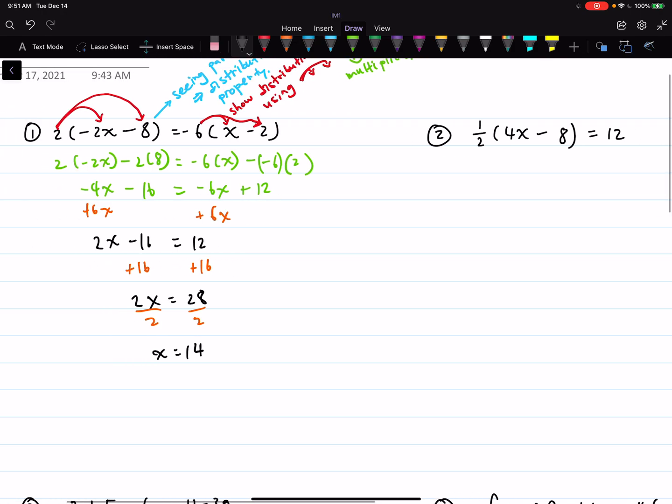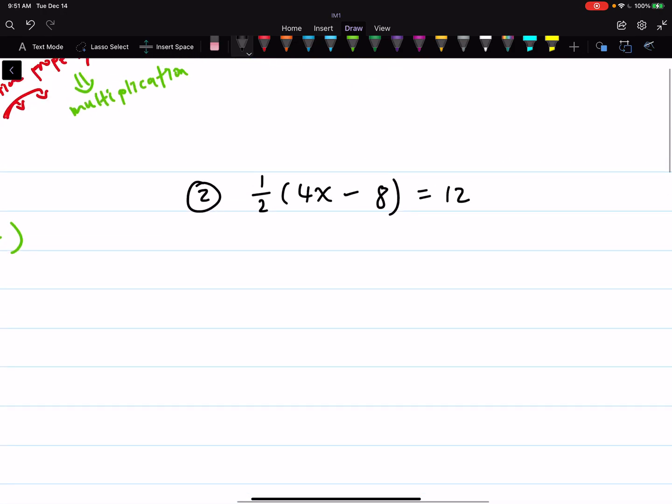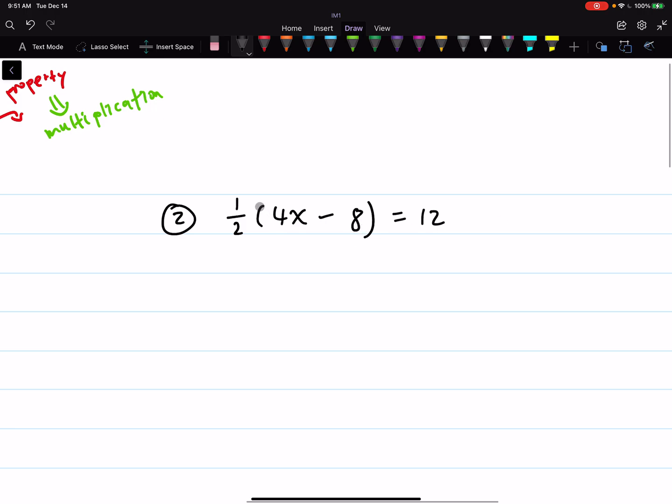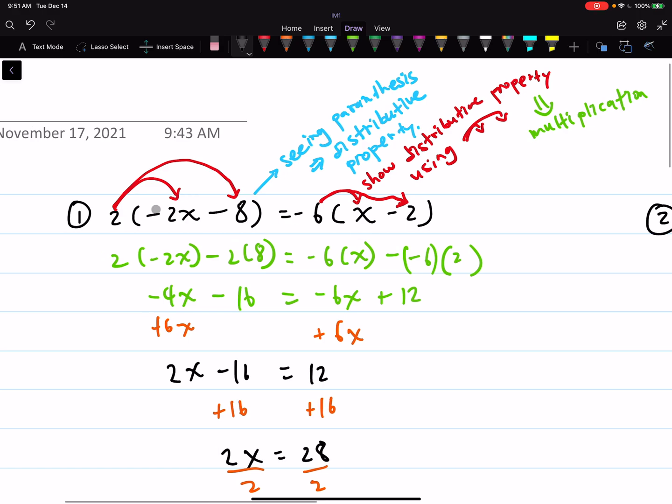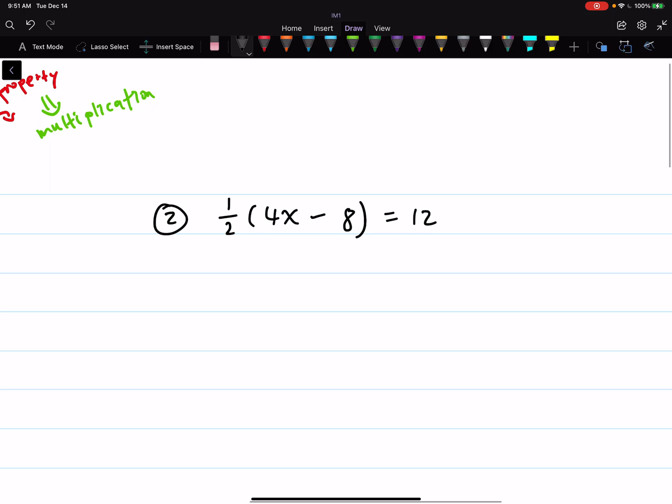All right, let's take a look at the second problem here. As you can see, once again, I see the distributive property, right? Using parentheses means distributive property, use the arrows and then multiply. So that's what I'm going to do. So I'm going to use these arrows to demonstrate. Okay, now I'm going to rewrite this into 1/2 times 4x. And this time I'll show you the other way. I'm going to change that to adding a negative like that.